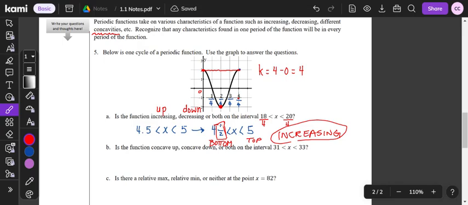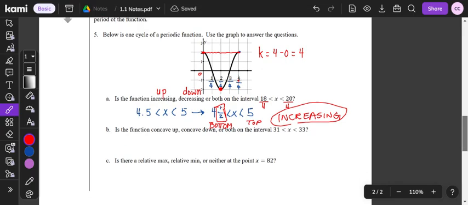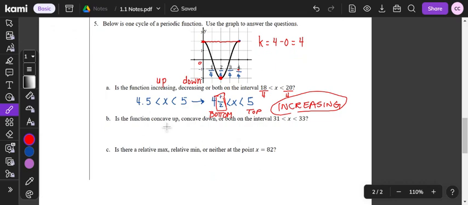Okay, very good. Let's look at the next one. Now it says, is the function concave up, concave down, or both on the interval between 31 and 33? Okay, now concave up and concave down. We're going to draw a little diagram off to the side here, all right?